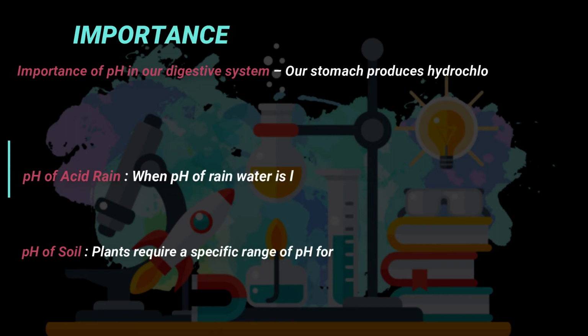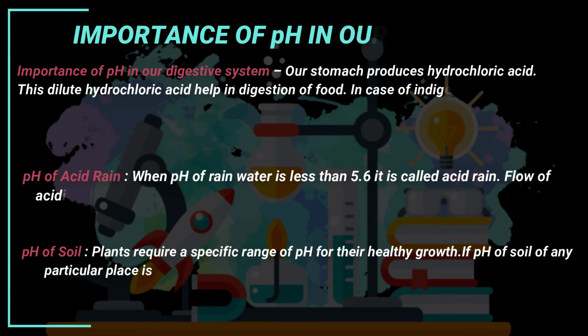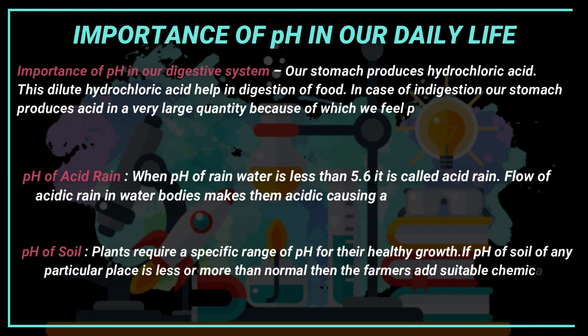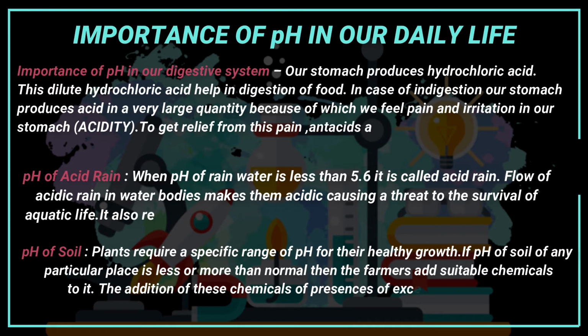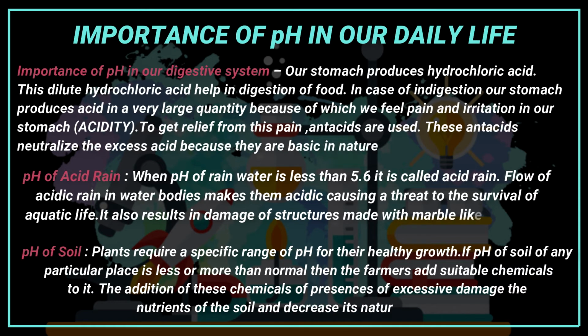Importance of pH in our daily life. Importance of pH in our digestive system. Our stomach produces hydrochloric acid. This dilute hydrochloric acid helps in digestion of food. In case of indigestion, our stomach produces acid in a very large quantity, because of which we feel pain and irritation in our stomach, called acidity. To get relief from this pain, antacids are used. These antacids neutralize the excess acid because they are basic in nature, and we get relief.